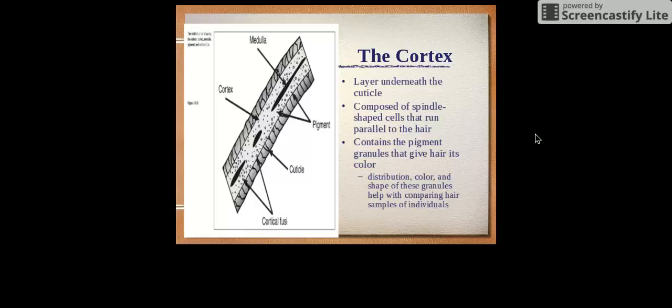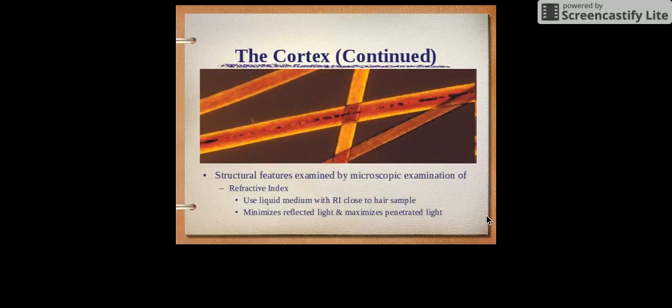Okay, and the cortex. This is the layer just underneath the cuticle. This is really the main component of the hair sample. It's composed of these spindle-shaped cells that run parallel to the hair, and this is where it also contains the pigment granules that give hair its color. So the distribution, the color, and shape of those granules help with comparing hair samples of individuals. And here's another example of cortex here.